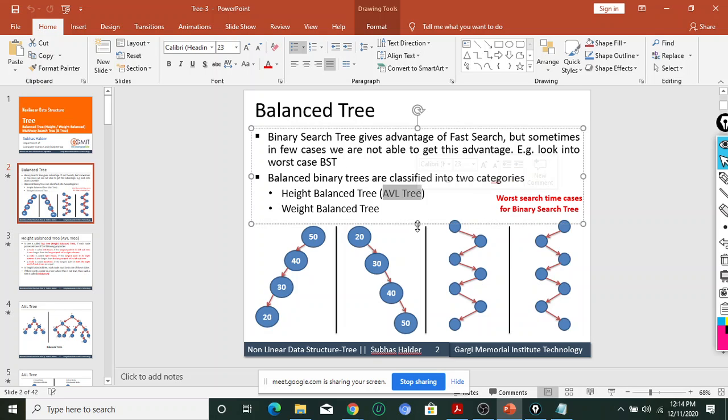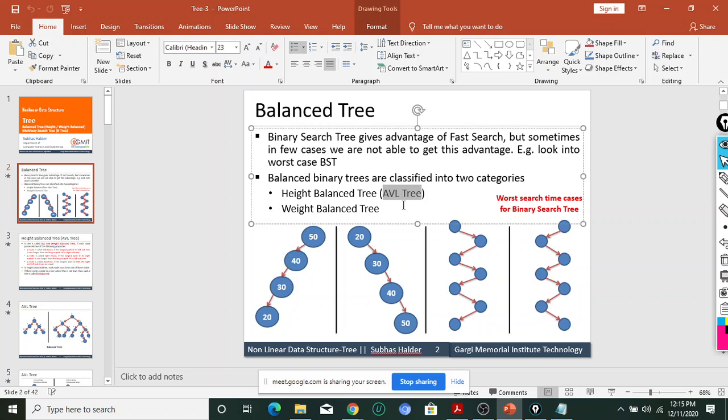This AVL tree is named after Russian mathematicians. A is for Adelson, V is for Velsky, and L is for E.M. Landis, who discovered this tree in 1962. So the name comes from three Russian mathematicians: A is one mathematician, V is another, and L is another. From these three Russian mathematicians the tree got its name, AVL tree.